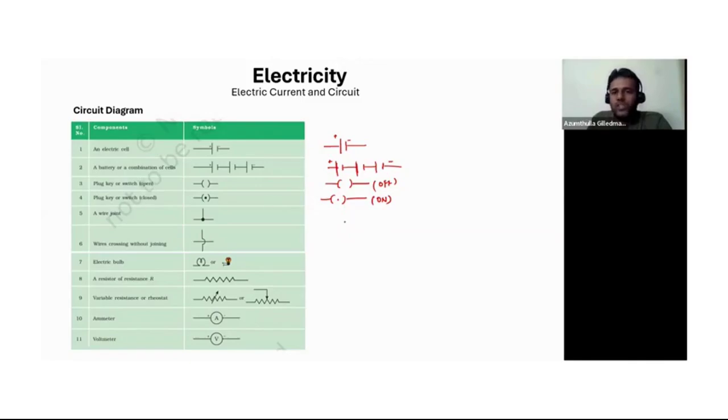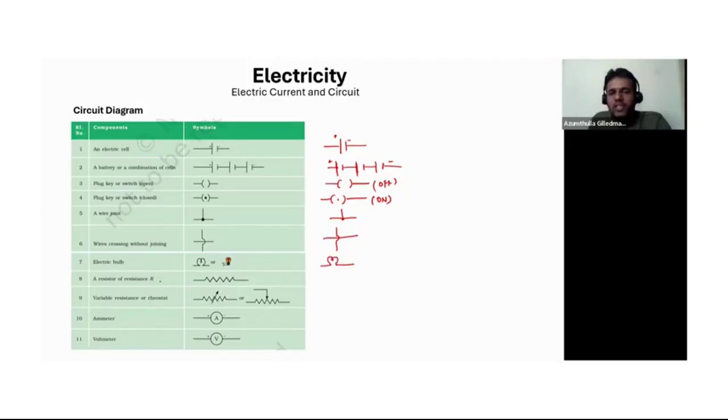Then a wire joint. If you want to make a joint to the wire, you can use this symbol, right? Now, if a wire is crossing but not as a joint, then you can indicate it like this. So they are overlapping each other, but they are not connected. So you can use that symbol. And the bulb we already used. So the bulb you can just indicate like this, right?